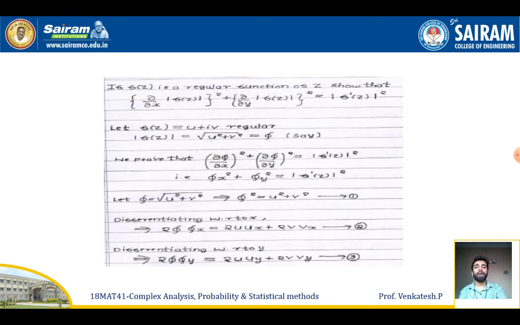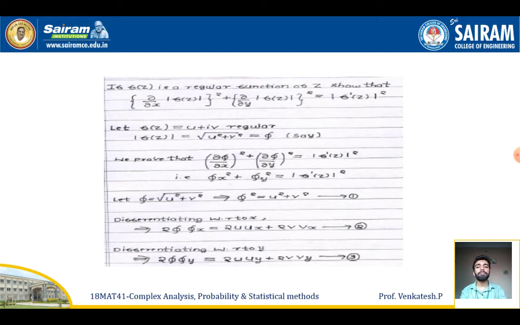So now I want to prove that if the modulus of f of z is pi, then dou pi by dou x whole square plus dou pi by dou y whole square is equal to mod of f dash of z whole square. I need to prove here, right? So it is nothing but pi x whole square plus pi y whole square is equal to mod of f dash of z whole square.